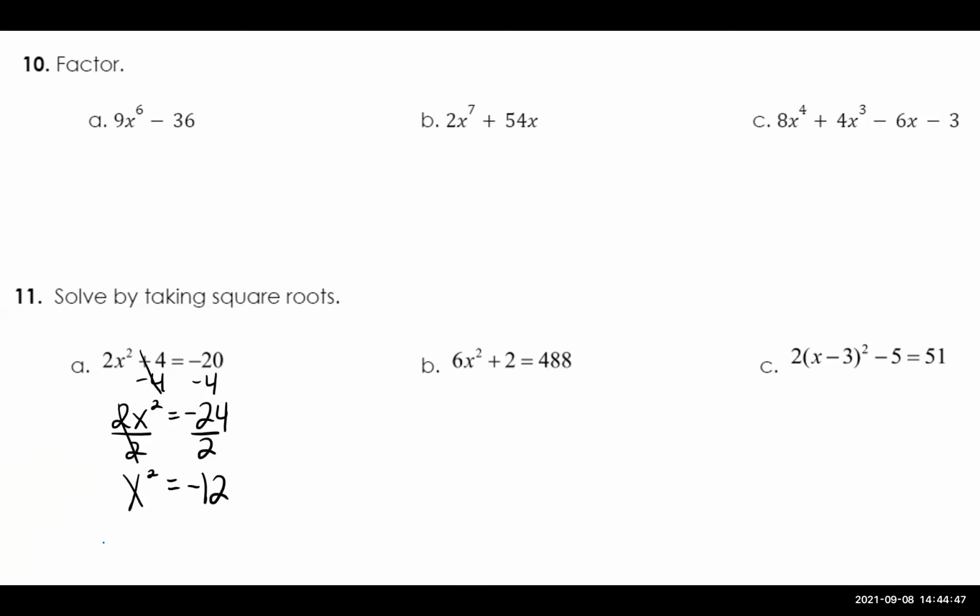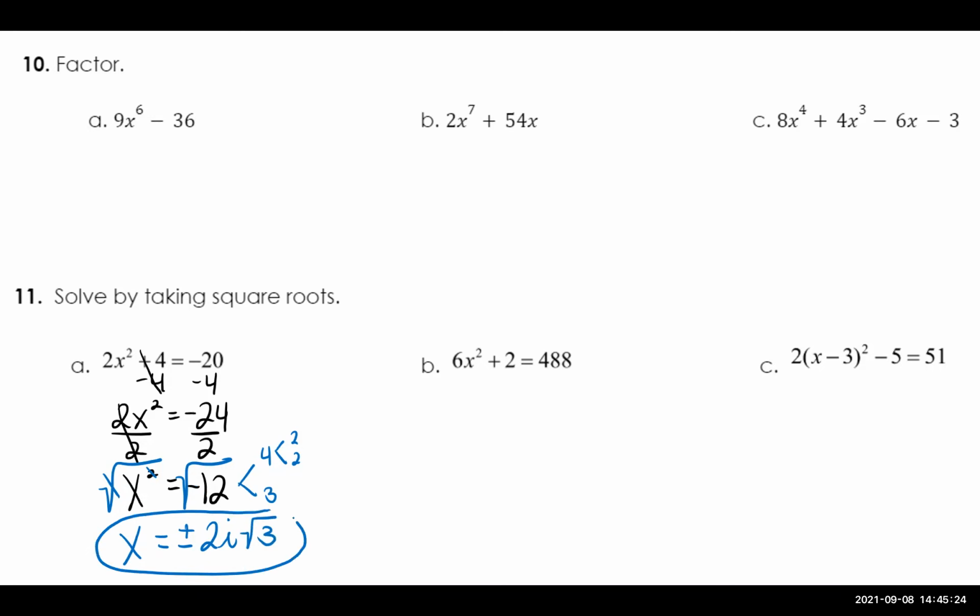From here, to get rid of the squared, I'm going to square root both sides. The square root and the squared cancel, and we're left with x. On the right side, whenever you square root both sides, you need the plus or minus symbol. For the square root of negative 12, we're definitely going to have an i because of that negative. 12 can be broken into 4 and 3, and because 4 is a perfect square, we can take that out. The square root of 4 is 2. We want the i because there's that negative sign, and then there's a 3 left over. So this answer would be plus or minus 2i root 3.